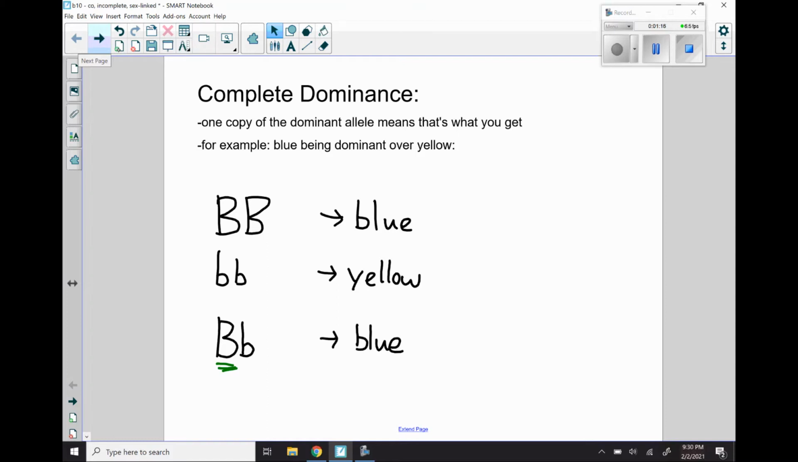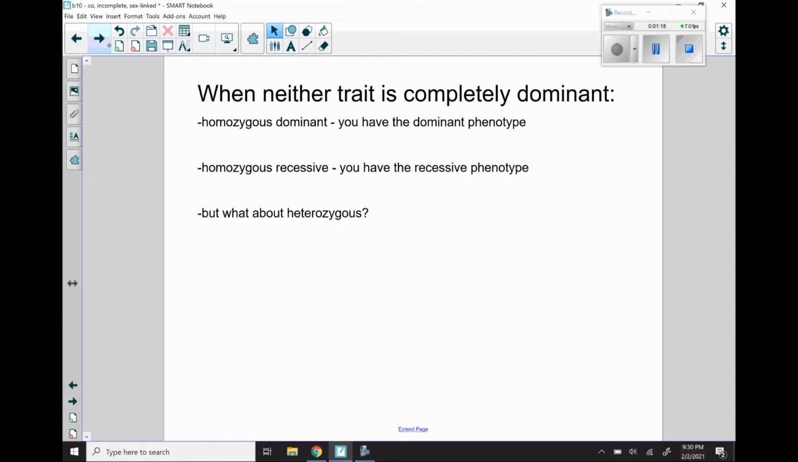Today what we're looking at is when neither trait is completely dominant. The first two cases are still pretty much the same. If you have homozygous dominant alleles, you have the dominant phenotype. If you have homozygous recessive alleles, you have the recessive phenotype. But the question is, what about heterozygous? There's a couple of different possibilities that the phenotype could exhibit for heterozygous alleles, and it just depends on what that trait is.